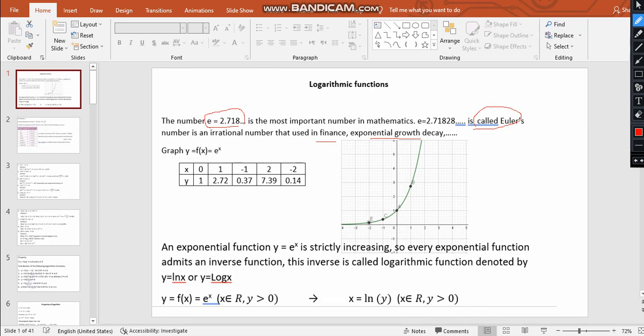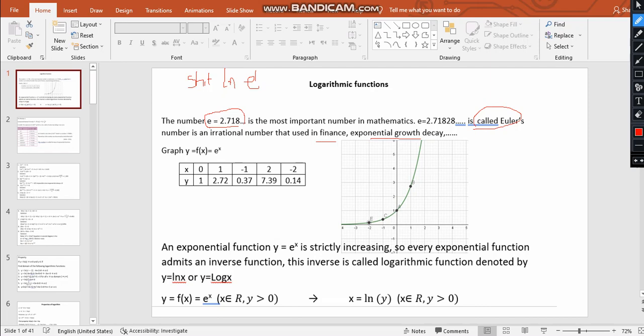In the calculator, if you want to get the number e, you do shift ln. You have in the calculator logarithm, under it you have ln and log. If you do shift ln, you're going to get e power. So if you put e power 1, you're going to get the number 2.71828, etc. This is an irrational number. So as I said, this is a golden number.